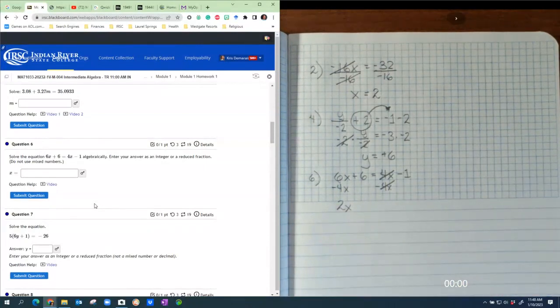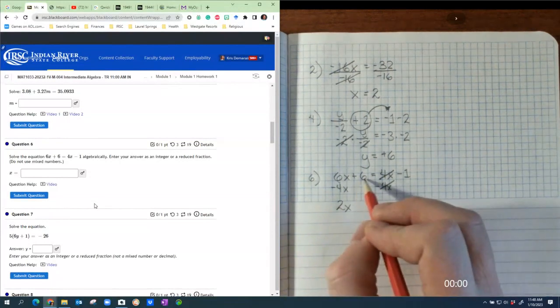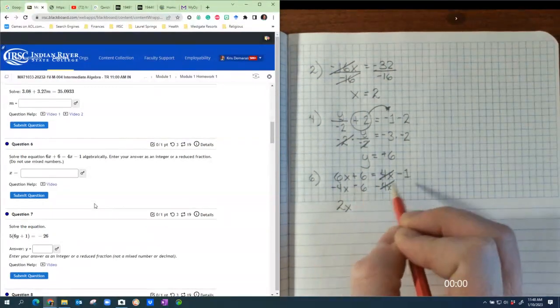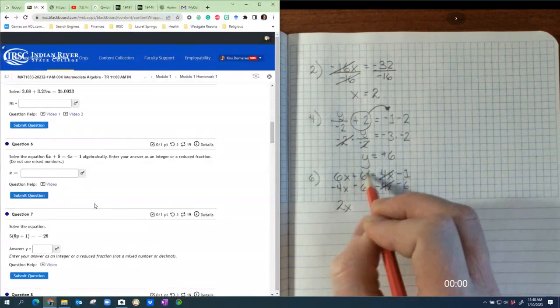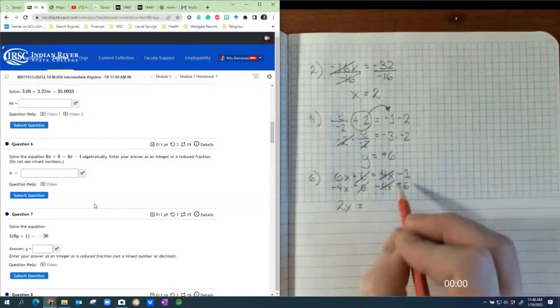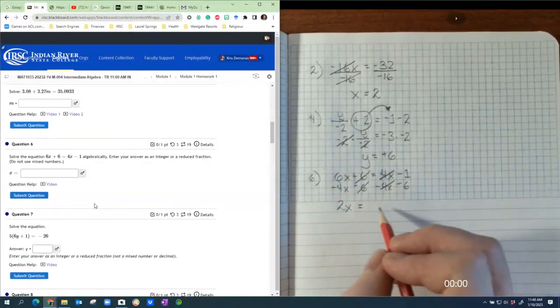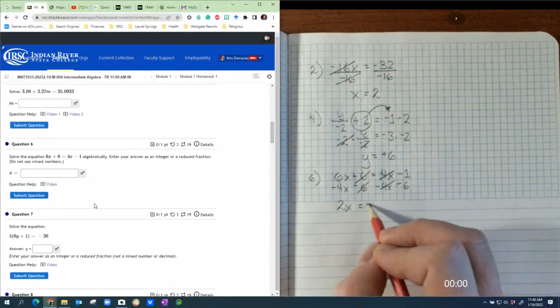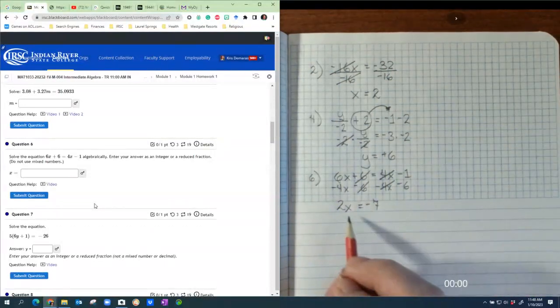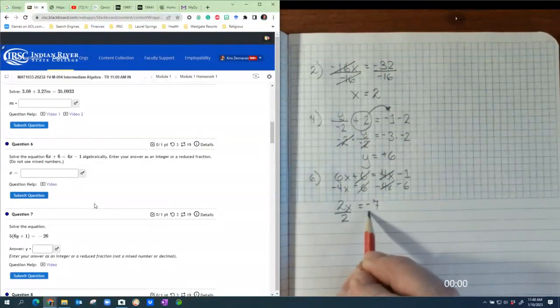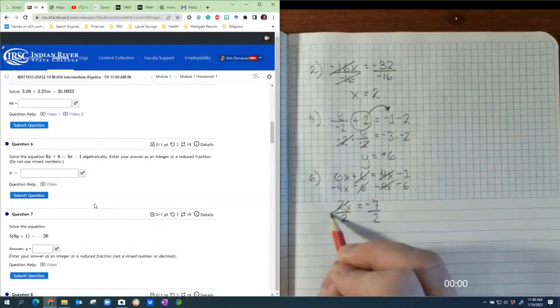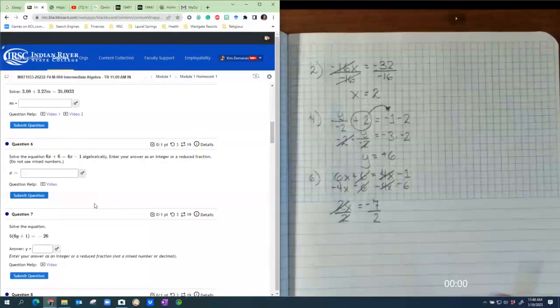I also simultaneously, since I'm adding 6, subtract 6 from both sides as well. So negative 1 minus 6 is going to give us negative 7. And then since I'm multiplying, I would divide. And so my answer is going to be negative 7 over 2.